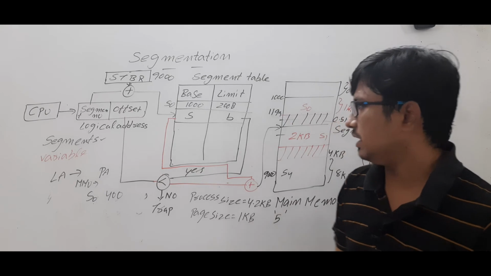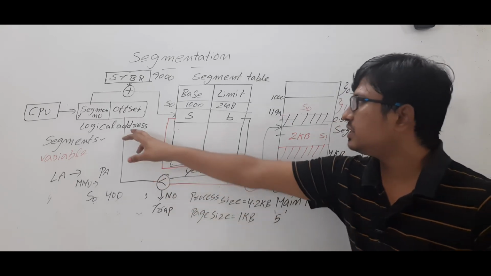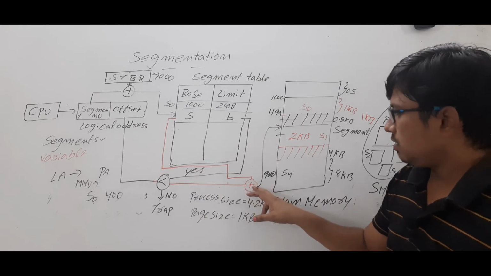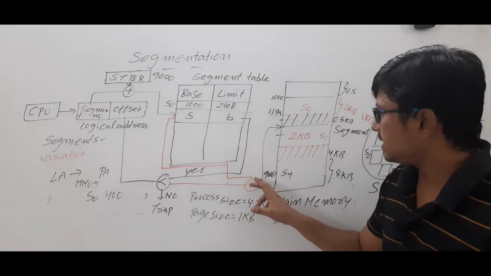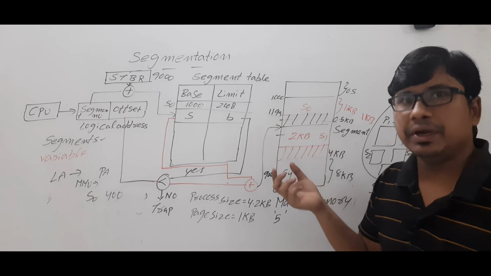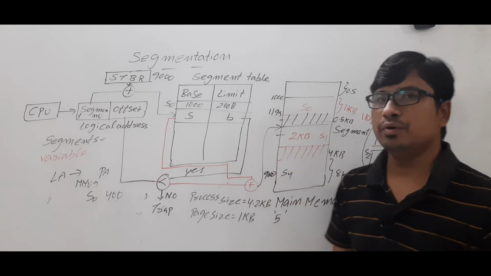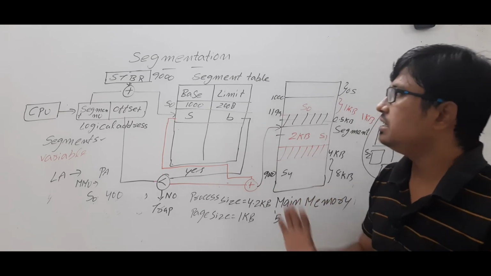Are you able to understand? If the offset is less than the limit, then it will add the offset to the segment base address, go to the particular byte, and access the information from the main memory. So this is the overall information about segmentation.